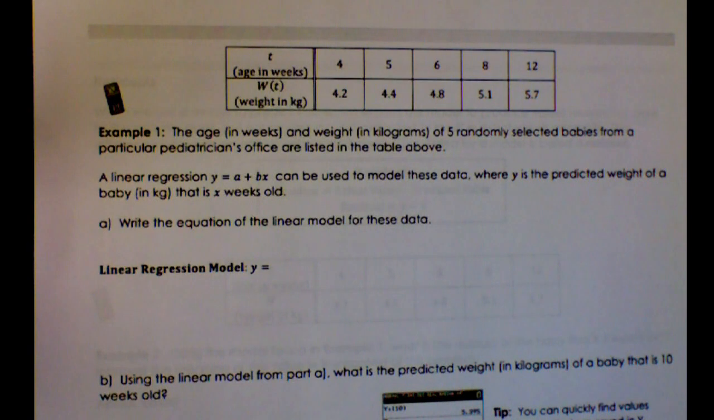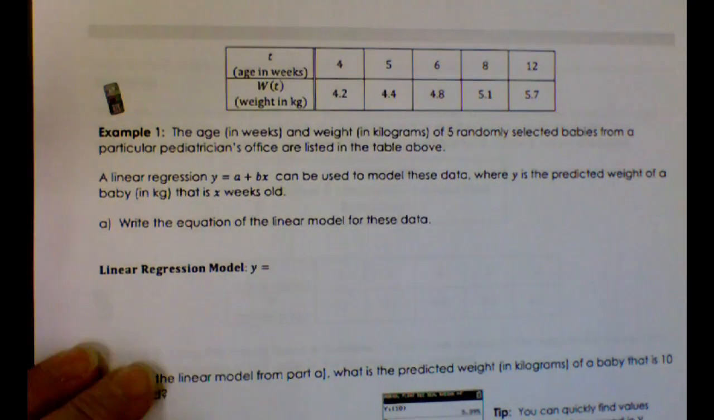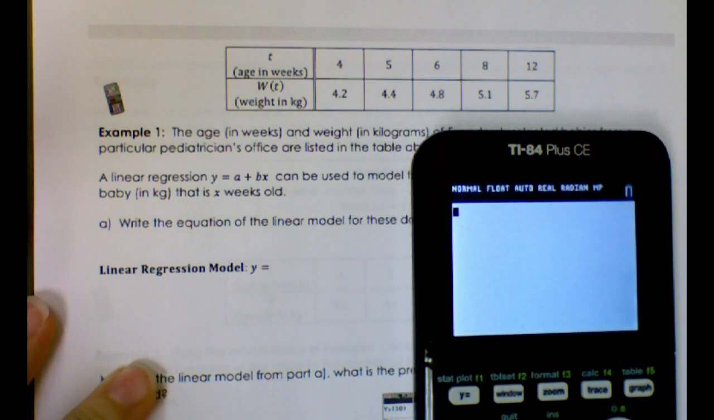The age in weeks and weight in kilograms of 5 randomly selected babies from a particular pediatrician's office are listed in this table. A linear regression, y equals a plus bx, can be used to model these data, where y is the predicted weight of a baby in kilograms that is x weeks old. Let's write the equation of the linear model for this data. So I grab my calculator.